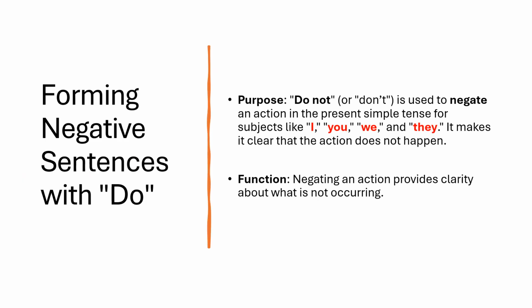Now, we will discuss how to form negative sentences with do. Do not or don't is used to negate an action in the present simple tense for subjects like I, you, we, and they. It makes it clear that the action does not happen. Negating an action provides clarity about what is not occurring or happening.